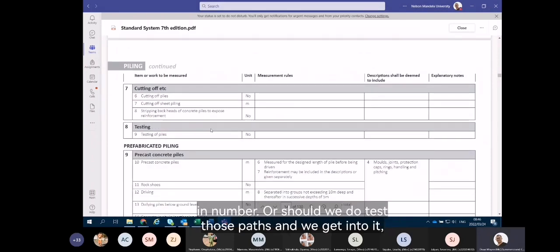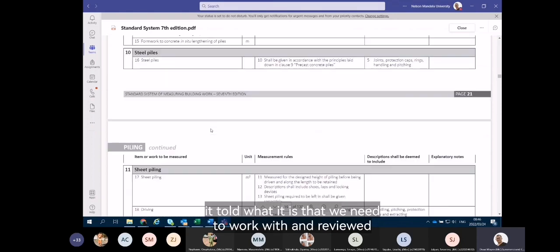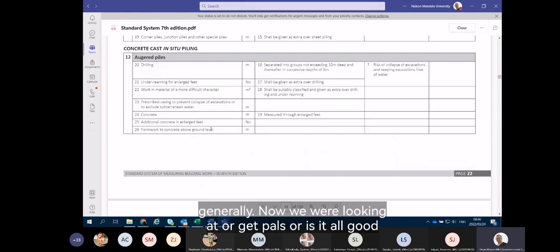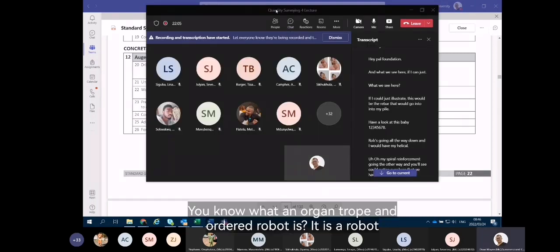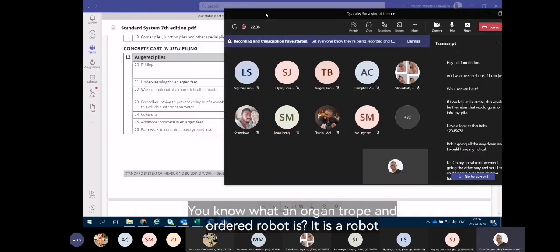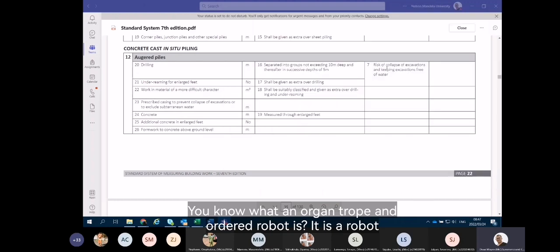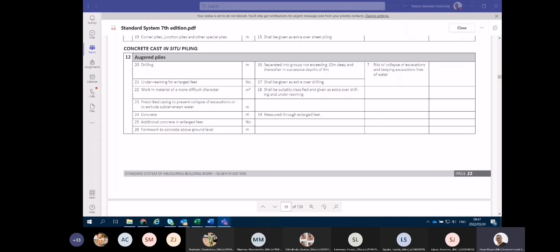We also need to test those piles, and we get told what it is that we need to work with. We would generally now be looking at auger piles. What is an auger pile? If you know what an auger drill bit is, it is a drill bit that is almost helical in shape, and as it drills down, it removes the soil as it goes down.